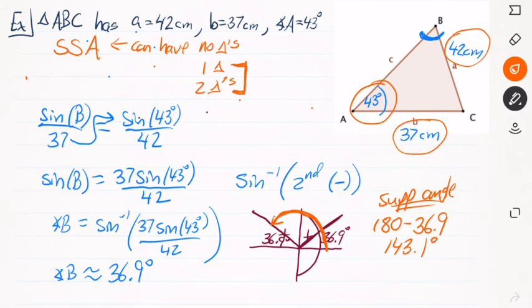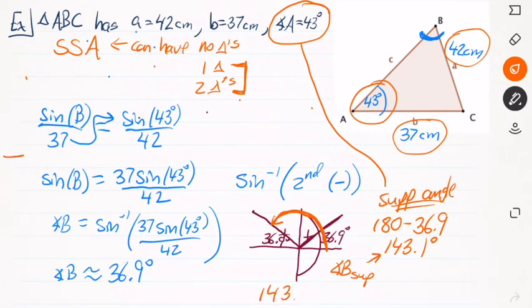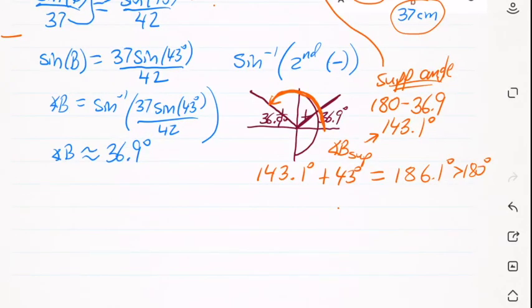So the test is, if this is the second angle, I'm just going to call it angle B sub. If this is the second B angle, and we already have 43 degrees taken up in the triangle, then can I have it as 143.1? So the test is, if I add the sub angle plus the original angle, what does it give me? Well, this gives me 186.1 degrees, which is definitely bigger than 180 degrees. A triangle can only have 180 degrees. So the supplementary angle is not going to give us a second triangle. And that's all we need to know. So this is a one triangle situation. The only angle B is this one.